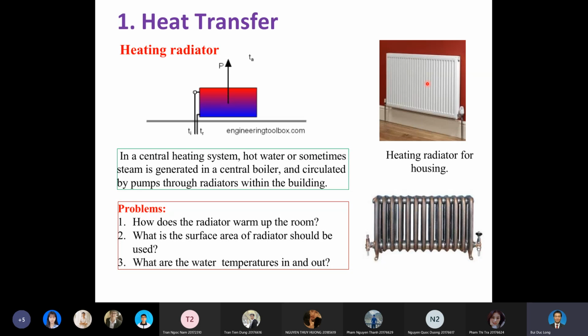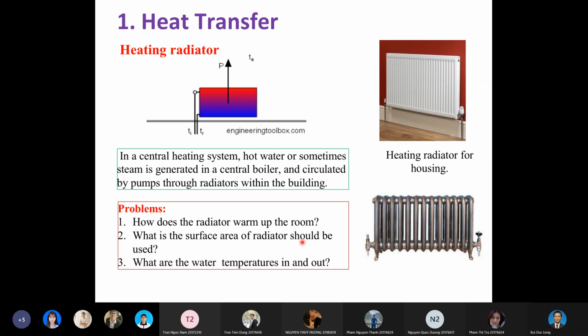So of course, using this kind of radiator is very safe. Only hot water and no gas emission. If you burn wood for heating, of course, it can emit CO2 and other toxic gases, right? So it's very safe to use this kind of radiator.